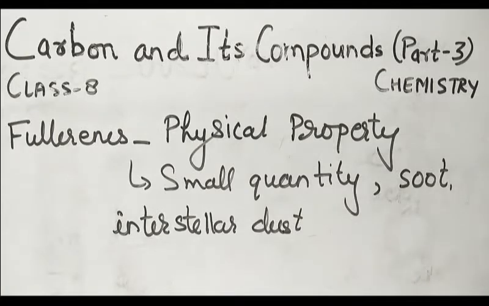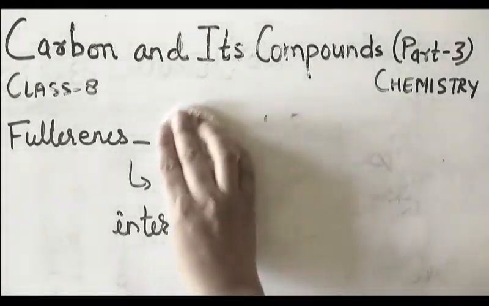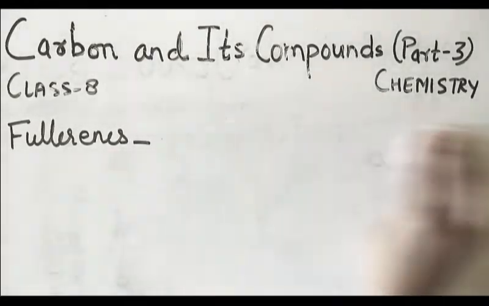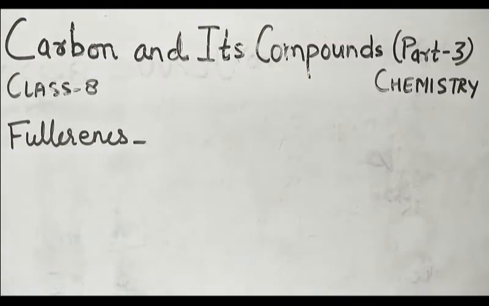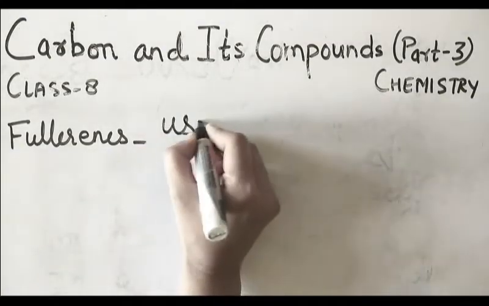Now earlier you learned that diamond is not soluble in any solvent and graphite is soluble in some solvents, but fullerenes are soluble in many solvents. Now let us see the uses of the fullerenes. That means where they are used.